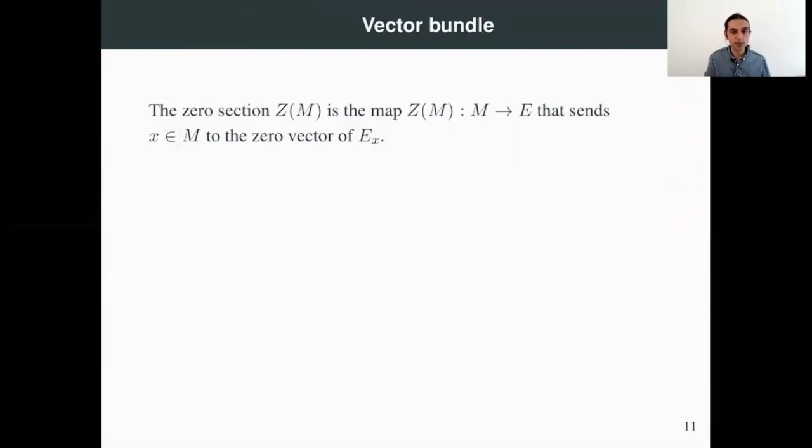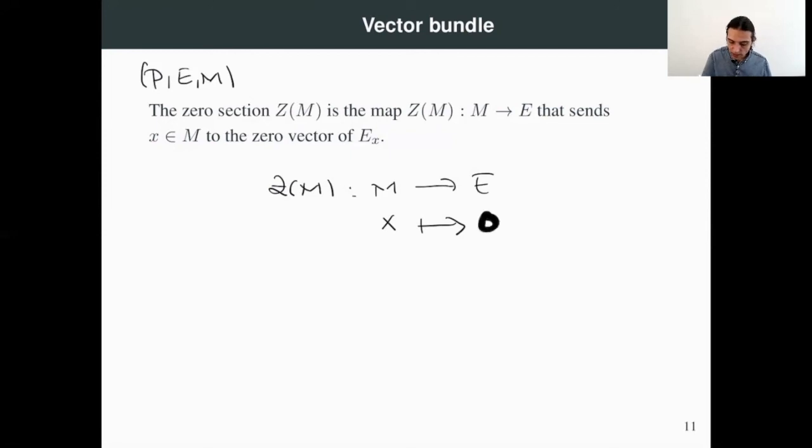Let us consider now the zero section. We have a vector bundle P, E, M, and we can define a map from M to E, which is the map that sends a point X to the zero vector of EX, right? Indeed, EX is a vector space, and we just choose the zero vector of this vector space, and it is easy to check by using vector bundle charts that this map is indeed a differentiable immersion, not only an inclusion, from M to E.